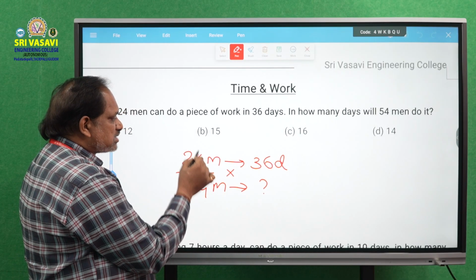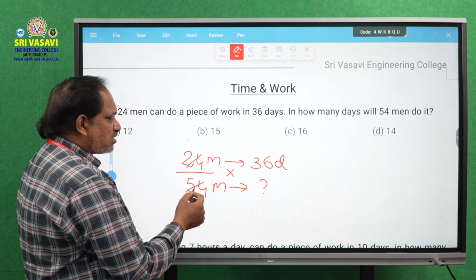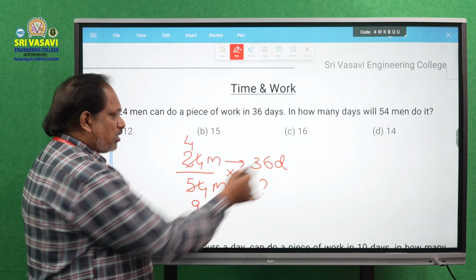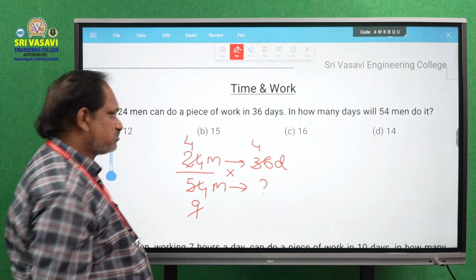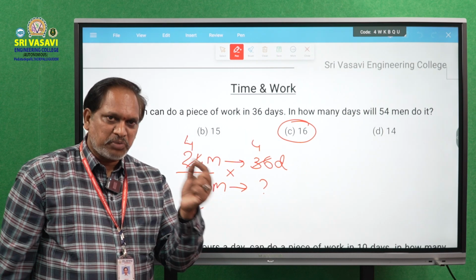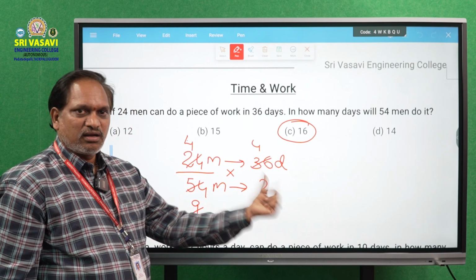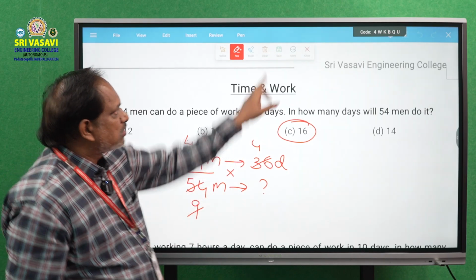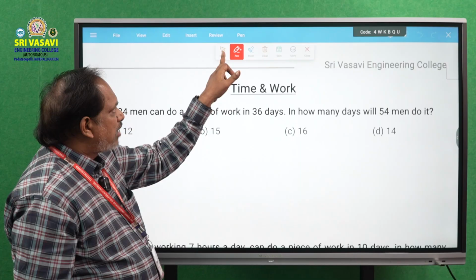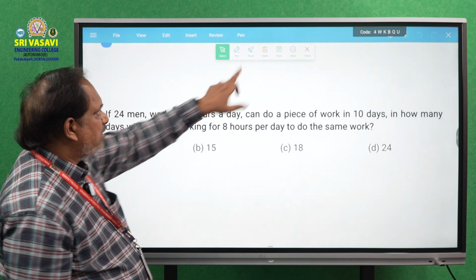Now this one: 3 8s. Otherwise 4 6s are 24, 9 6s are 54. 9 cancelled here 4 times. Then 4 4s are 16, which is the first question's answer. A simple logic: manpower increased, then the days are decreased. This is one solution. Of course this is enough for you, and we'll go for one more question.